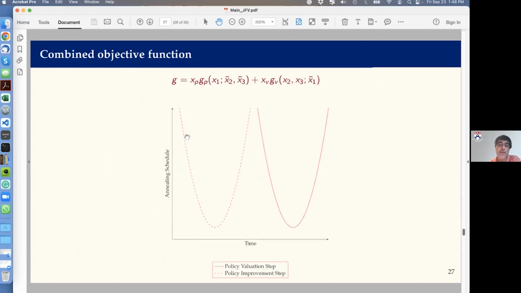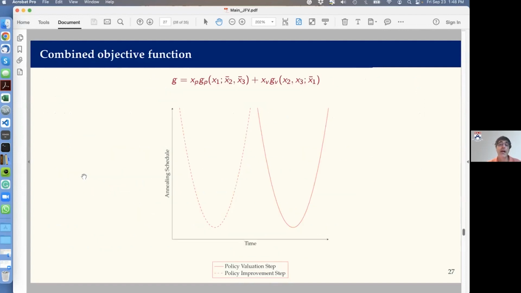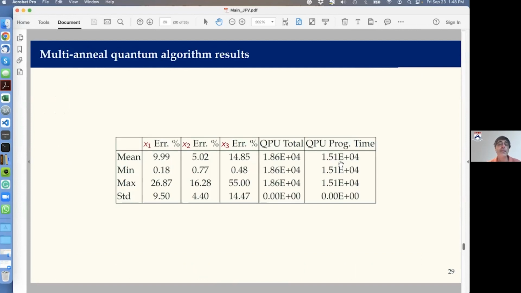Basically, we anneal first over the policy improvement step, and then we anneal over the policy evaluation step. And then we just do a reverse annealing schedule that applies to all qubits, and we do this n times without reinitializing the original classical state. We just pick the results from the anneal with the lowest energy level. This is a graph of what things are going to be updated and not updated, but let me skip that. And these are really, really nice results.